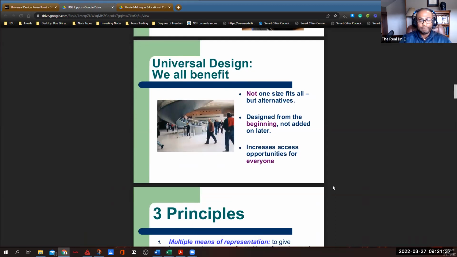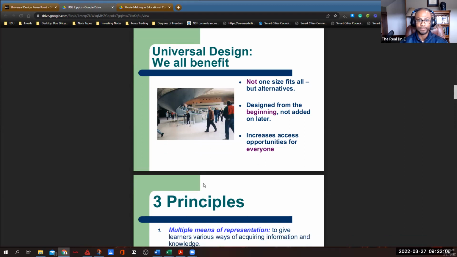And so universal design is the idea that we can all benefit. Okay, we all should be able to benefit. It shouldn't be a one-size-fits-all model, and we should be able to create adaptations for alternative opportunities. So design from the beginning. From the beginning, we think about these things, and we increase access and opportunities for all people.